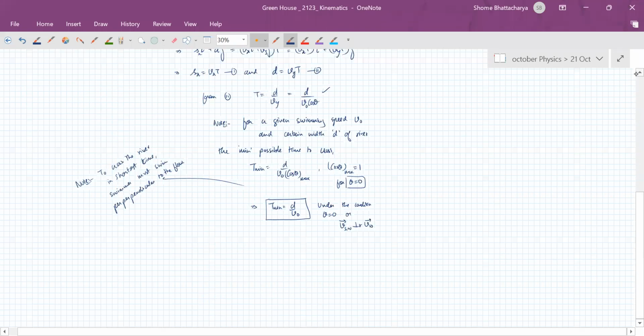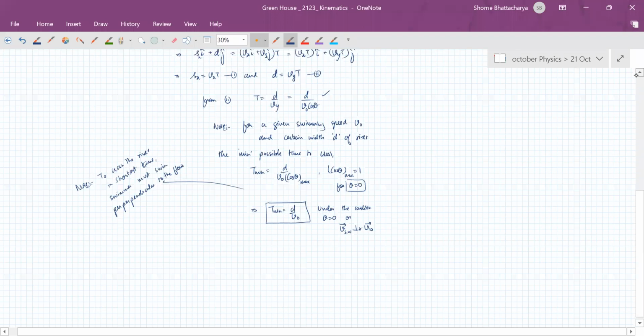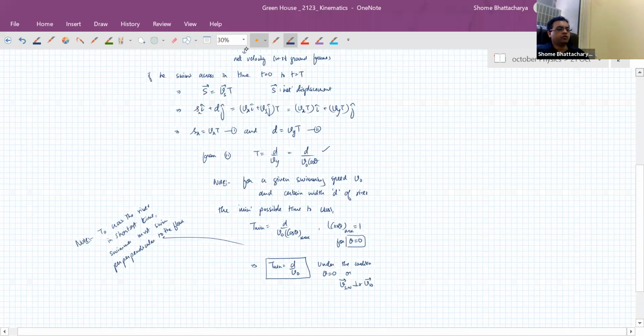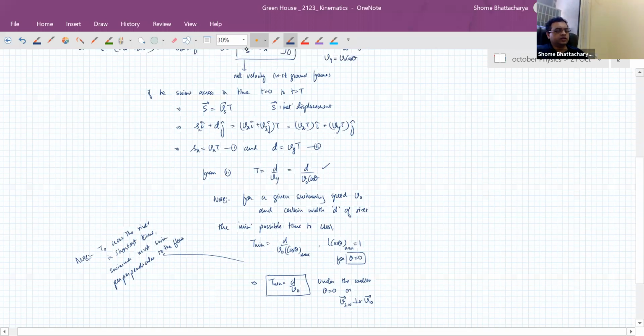Okay, so I'm just scrolling down to the next section. You remember this result now. Whatever the width of the river, and more importantly, whatever the flow velocity of the river, it does not depend on that. It only depends on the width and the swimmer's velocity. And it's independent of how much the flow velocity is.